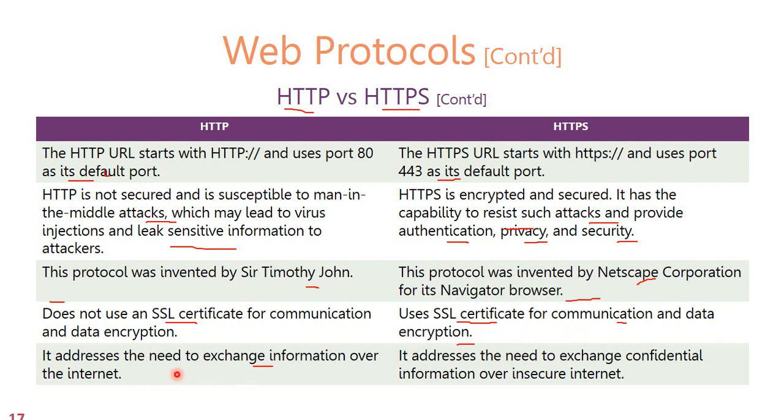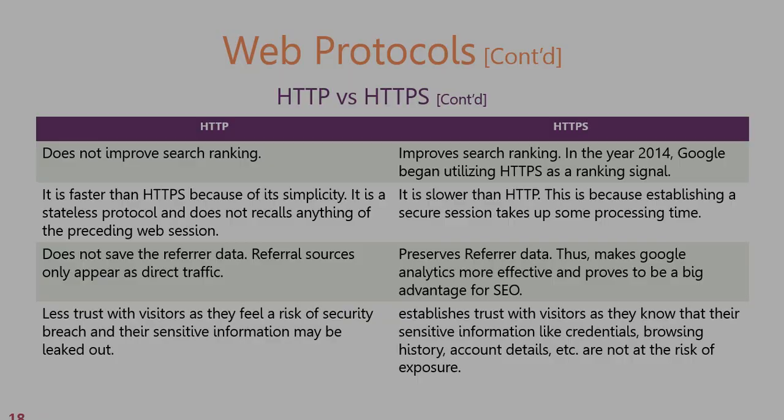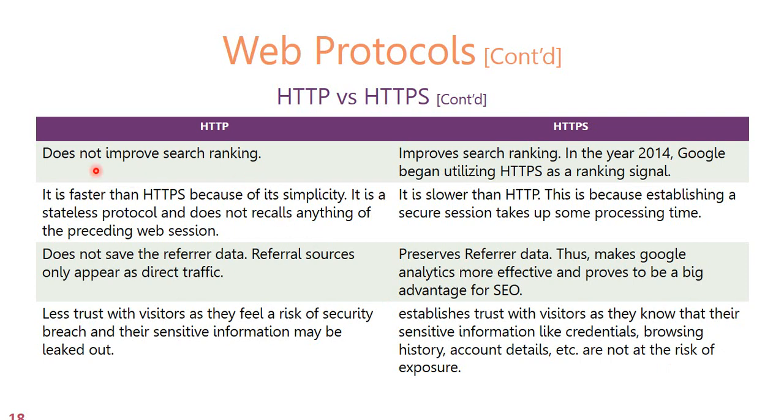HTTP addresses the need to exchange information over the internet, but HTTPS addresses the need to exchange confidential information over the insecure internet. HTTP does not improve search ranking, but HTTPS improves search ranking. In the year 2014, Google began utilizing HTTPS as a ranking signal. HTTP is faster than HTTPS because of its simplicity. It is a stateless protocol and does not recall anything of the preceding web session.